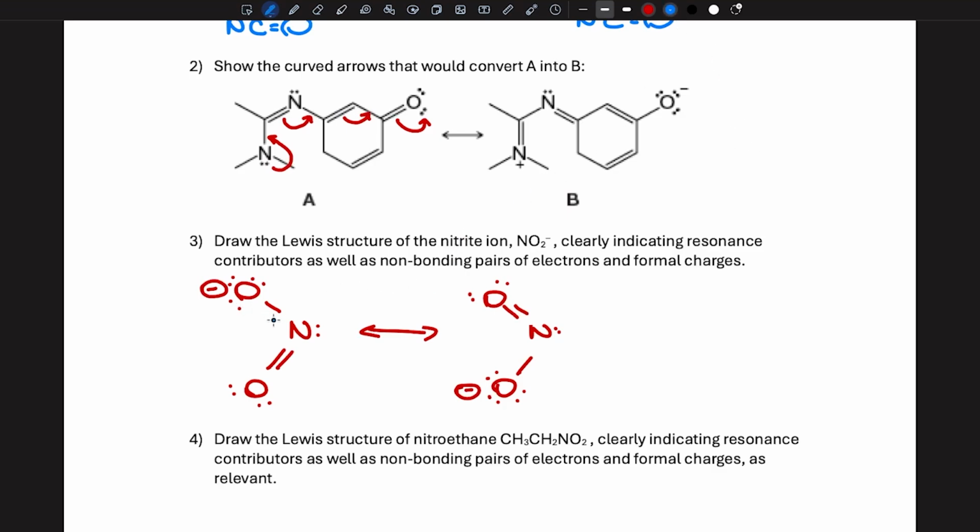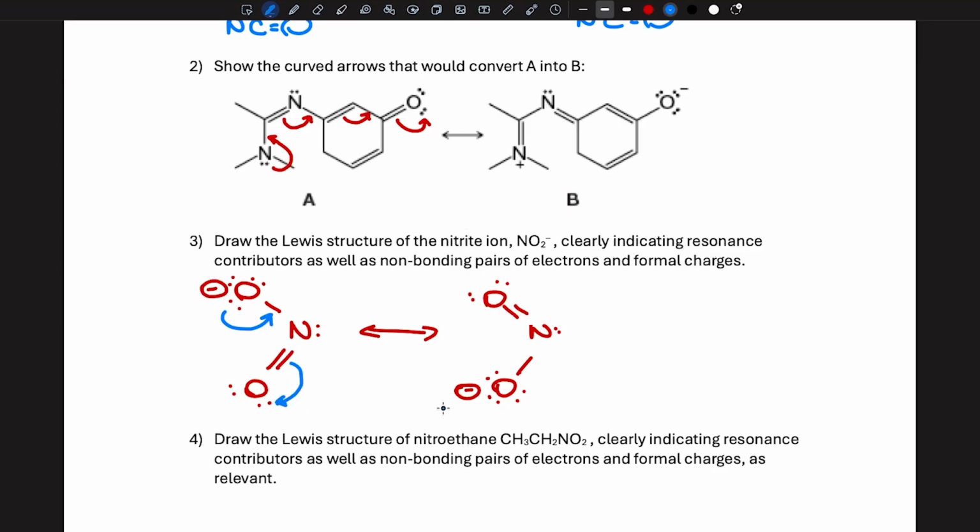Now maybe a little extra that the question didn't ask us. Let's try to draw the arrows that show the resonance structure from this one to the right one. And so what's going to happen is that this lone pair is going to move down to form a double bond, while one of these double bonds is going to pop back up and form a lone pair.